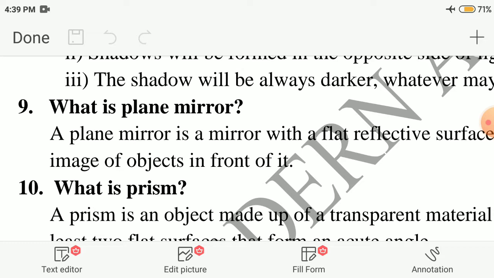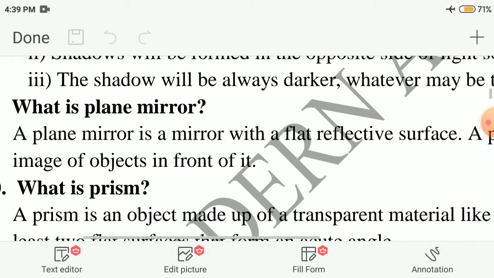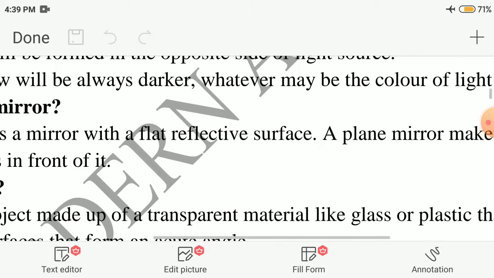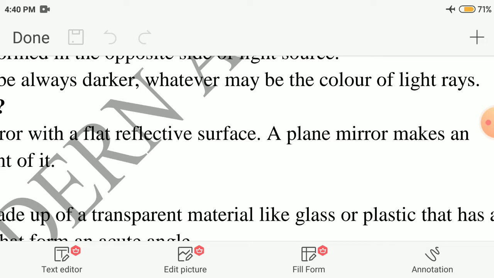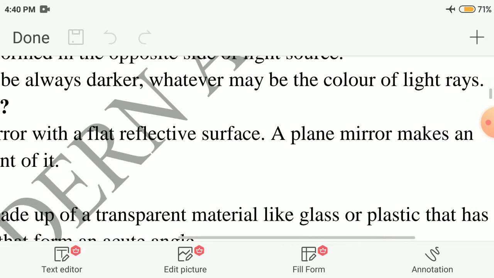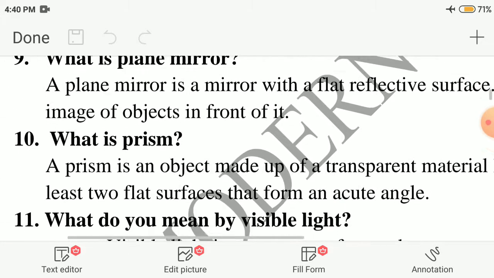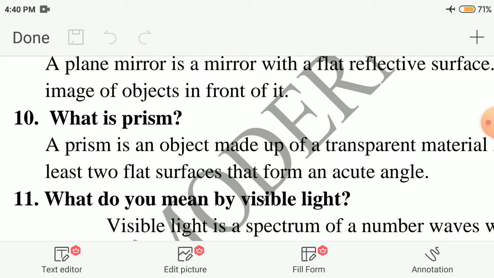Ninth question, what is a plane mirror? A plane mirror is a mirror with a flat reflective surface. A plane mirror makes an image of an object in front of it. What is produced by the plane mirror? It produces an image of an object.